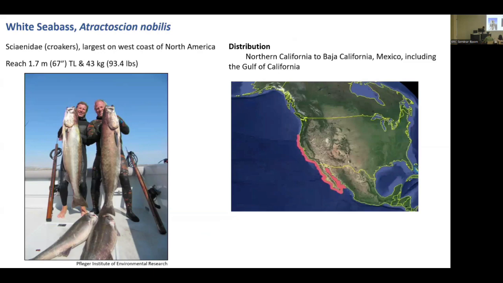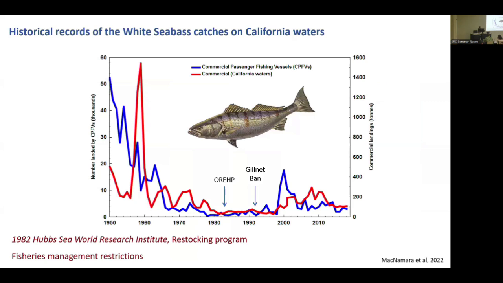This species' distribution is from northern California south to Baja California, Mexico, including the Gulf of California. And during warm seasons, like El Niño, it can be found in Alaska. So that is interesting. And because of the quality of its meat, it is an important species for the commercial and recreational fisheries in both countries throughout the distribution.